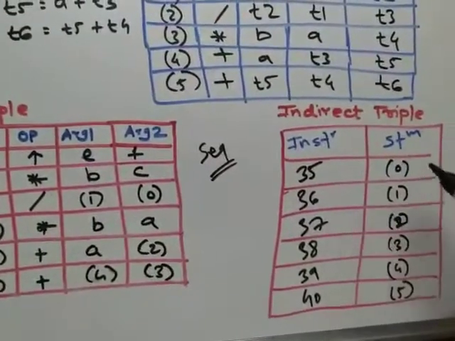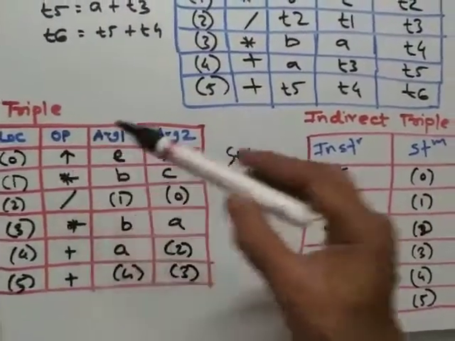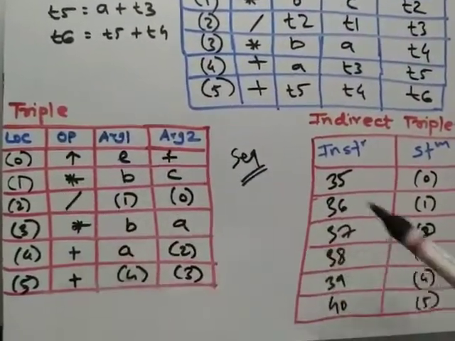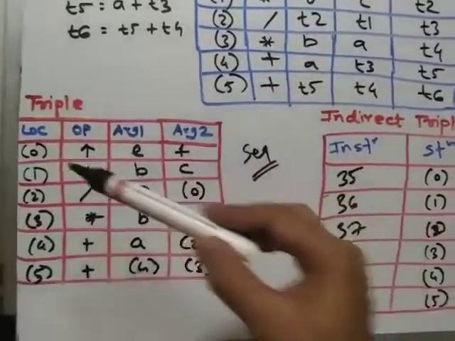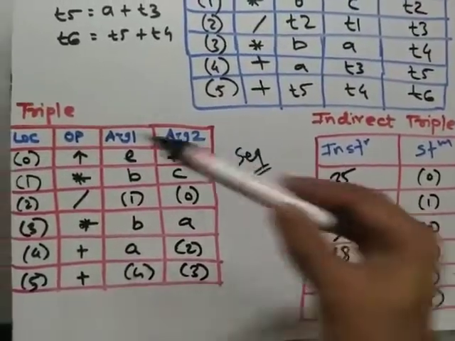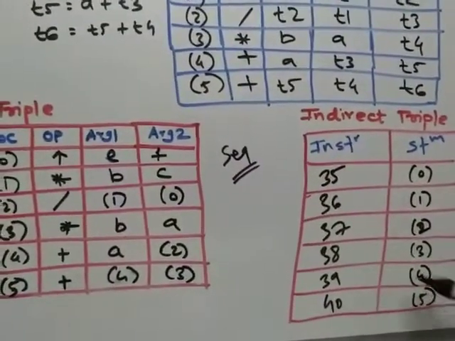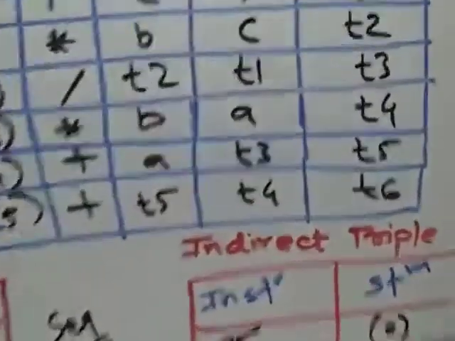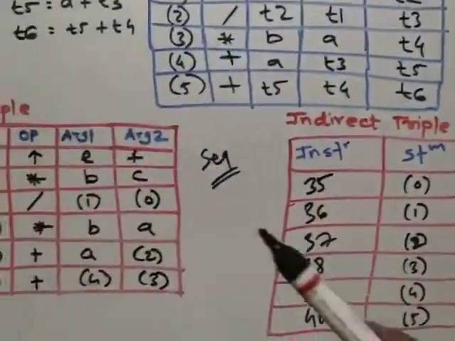At 36 it holds statement 1 from the triple. At 37 it holds statement 2 from the triple. At 38, statement 3 from the triple. At 39, statement 4 of the triple, and at 40, statement 5 of the triple. So in this way it stores the various statements present in the triple.